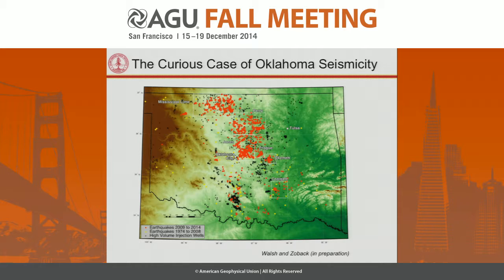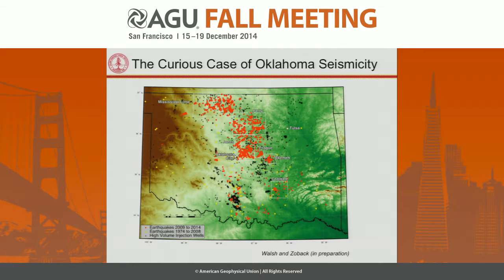In red you see all the earthquakes that have occurred in the last 5 years. Yellow dots are 34 years of previous activity, and black is just the high rate injectors, more than 100,000 barrels a month. As Austin pointed out, there's nearly 10,000 active injection wells in Oklahoma. So it's really a complex process.